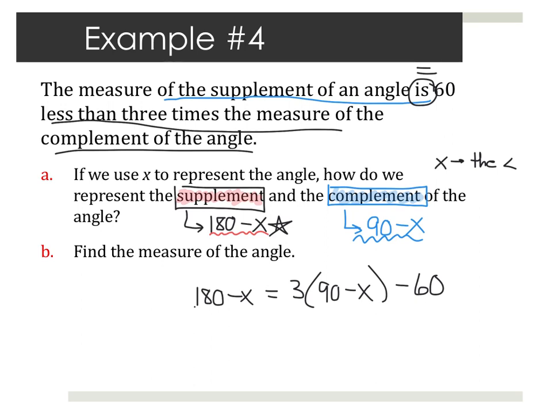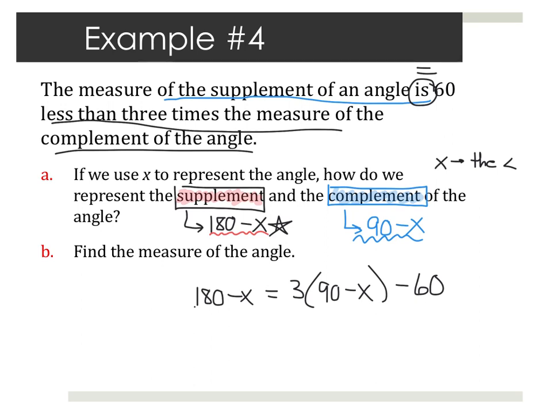So again, let's go back and read what the problem said. As I'm reading this, look at the equation I wrote and let's make sure it matches up. The measure of the supplement of an angle, well, we said the supplement of an angle is 180 minus x, is, in a math word problem, is always going to indicate an equal sign. 60 less than 3 times the measure of the complement. So is the right side of my equation here 60 less than whatever 3 times the complement is? It is.